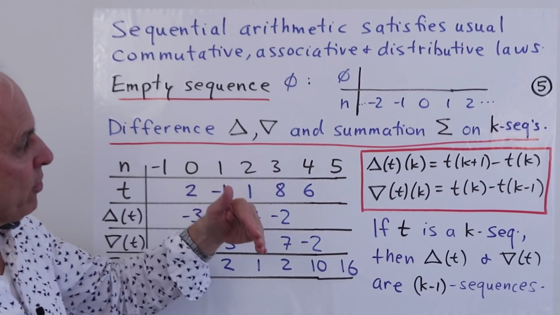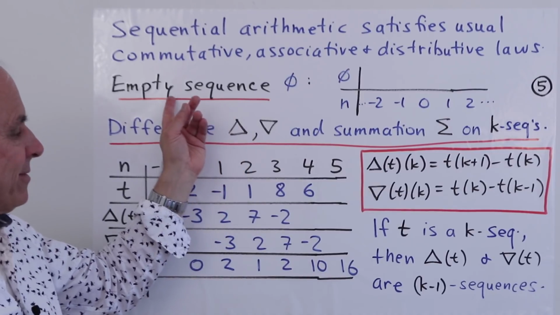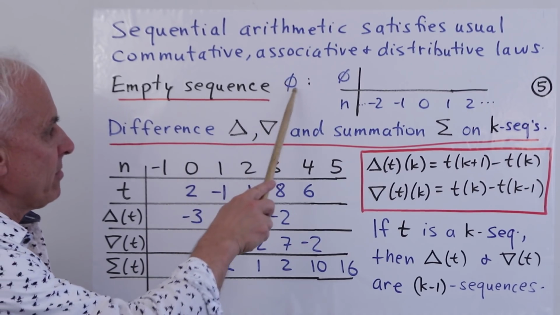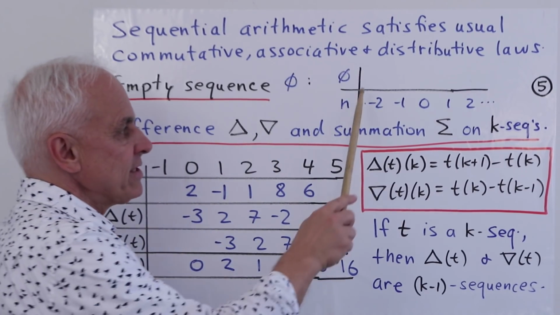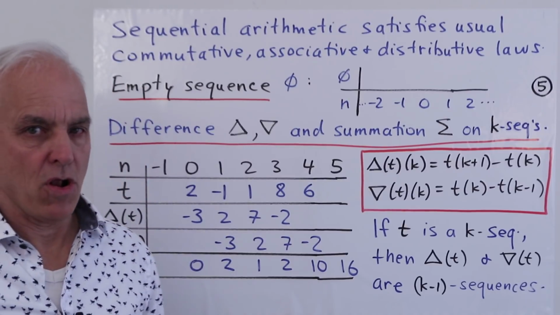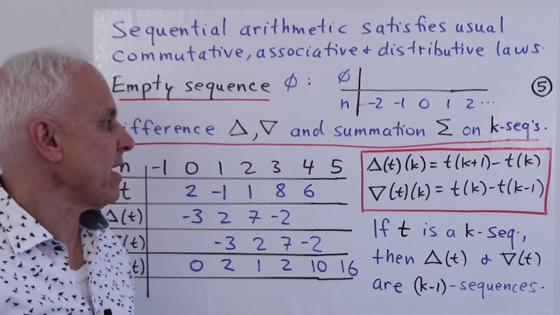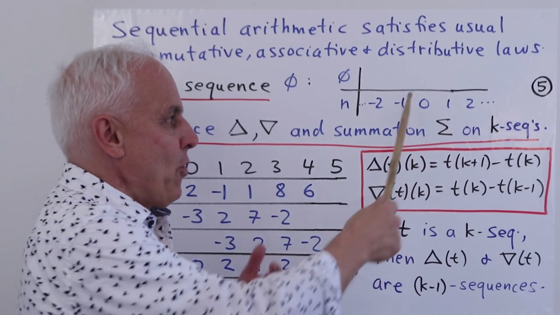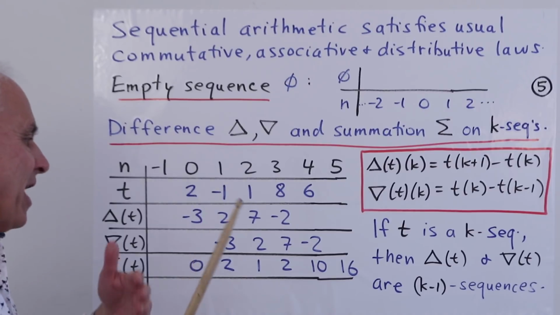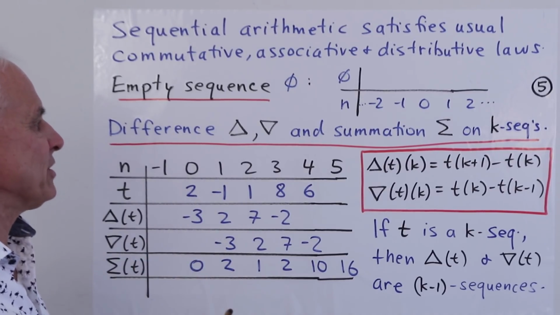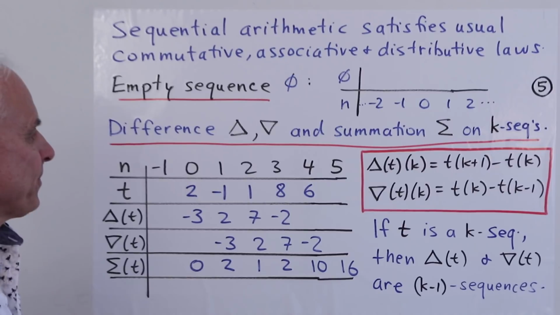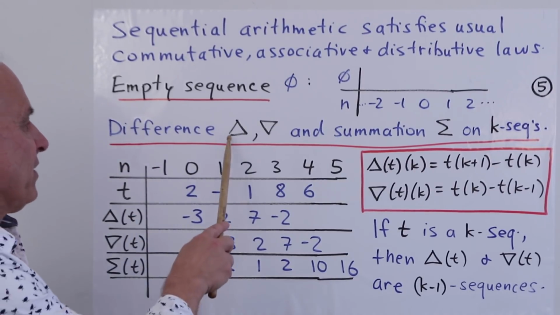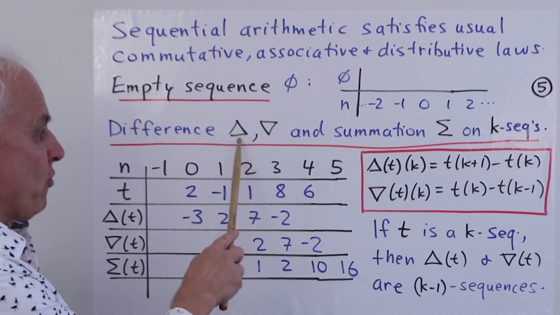And to make it smoother, it's useful to introduce a sort of degenerate kind of sequence, which we might call the empty sequence, maybe give it the name phi, which is a sequence which has nothing in it at all. So there's a picture of the sequence. There's no entries anywhere. But it can be useful when we're doing this kind of arithmetic.